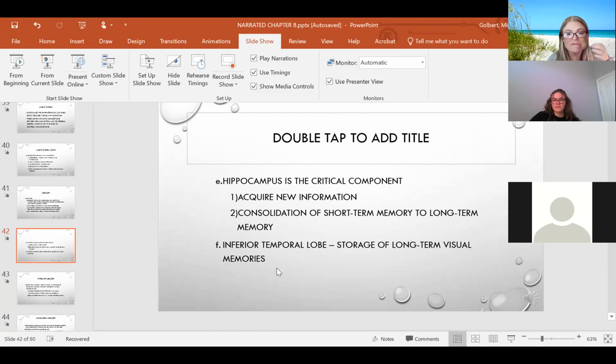So in the inferior temporal lobe is where we store the long-term visual memories, but the consolidation happens in the hippocampus. When you put all together between the temporal and the hippocampus, that's the way that you can declare or remember something to say it back.